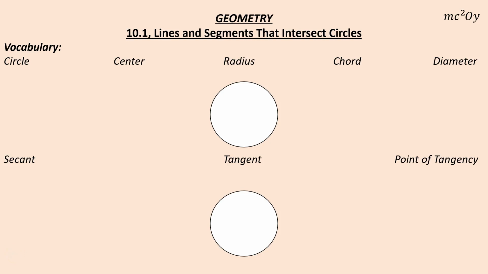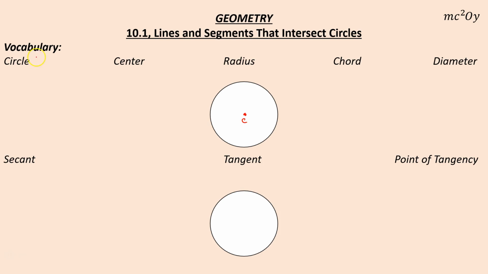All right, line segments that intersect circles. So we're going to have a bunch of definitions here at the beginning, starting this chapter, dealing with circles. So what I'm going to do is give kind of a picture definition of each of these. A circle, let's say I've got a circle here. Most of us know what a circle looks like. And the center of the circle we'll call point C there.